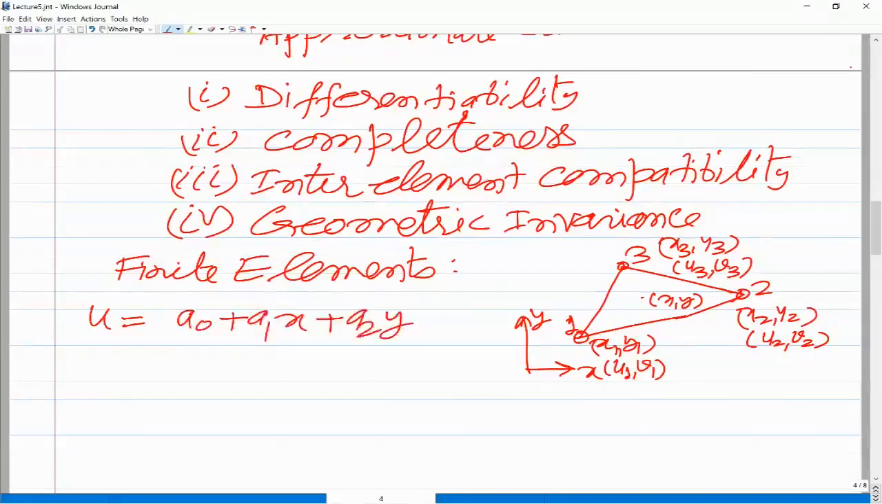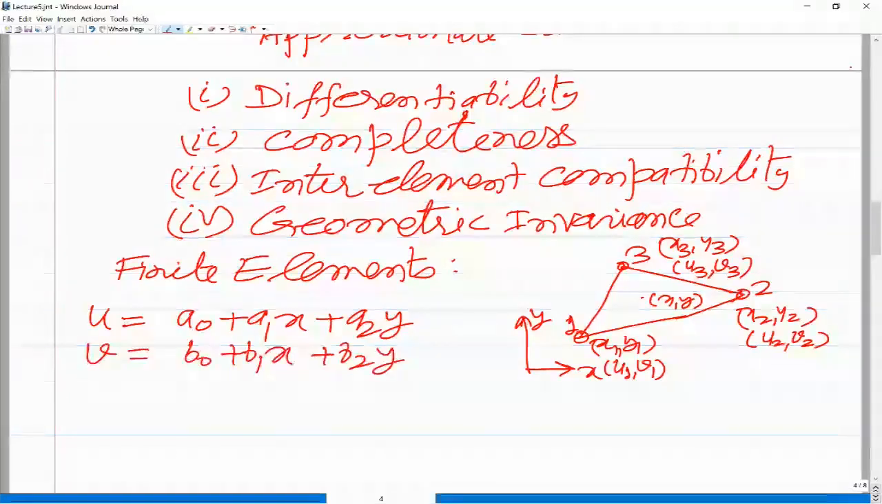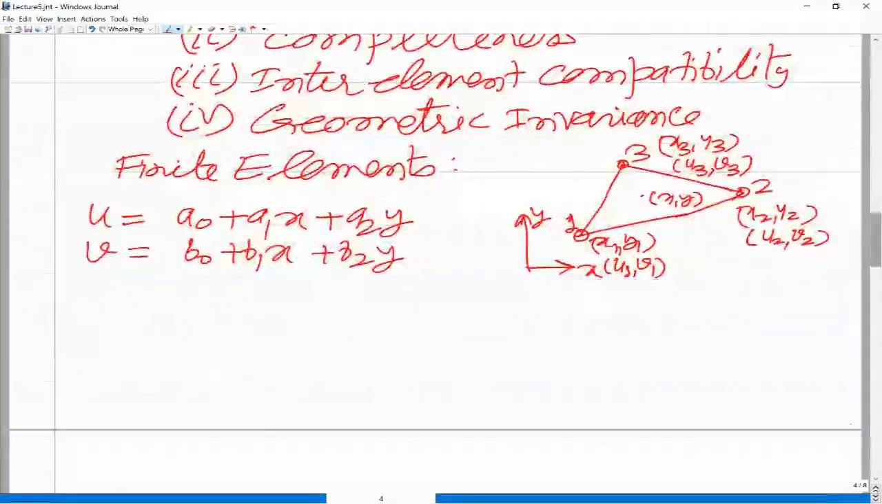Now if you see, this meets the differentiability requirement, that it is differentiable once with respect to x and y, and it is a complete polynomial. It is also geometrically invariant, because if we interchange x and y the form remains the same. We have to check whether it satisfies the inter-element compatibility or not, so that we will check. Similarly you assume an approximate solution for v, that is b0 plus b1x plus b2y. So this is the approximate solution.